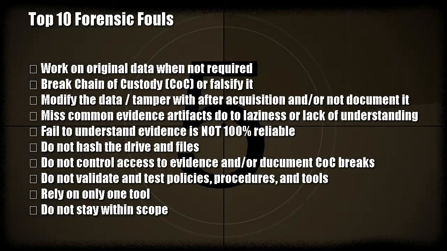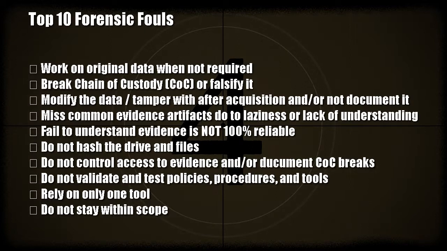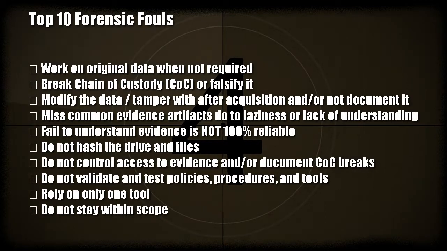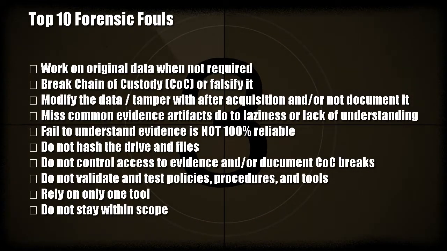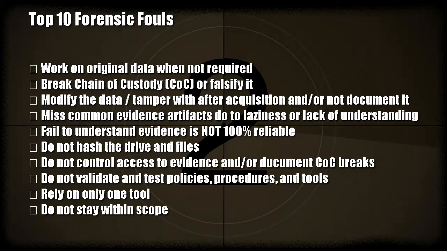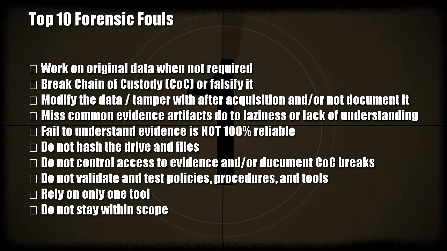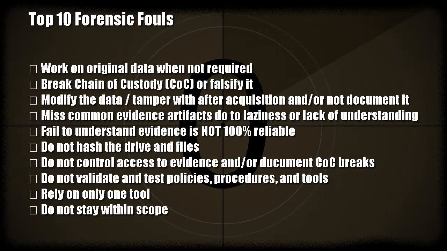6. Do not hash the drive or the files, so now you have no integrity validation. 7. Do not control access to the evidence and/or document it. This is a COC, or chain of custody, break. 8. Do not validate and test the policies, procedures and tools that you use. This goes back to Daubert or the Federal Rule of Evidence 702. 9. Rely on only one tool. Only one tool can miss a lot of items. And 10. Do not stay within scope of the investigation. When you go beyond scope, you're missing out on billable hours, and you're also potentially finding things that can no longer be admissible in court, because it may not fall under the plain view doctrine.